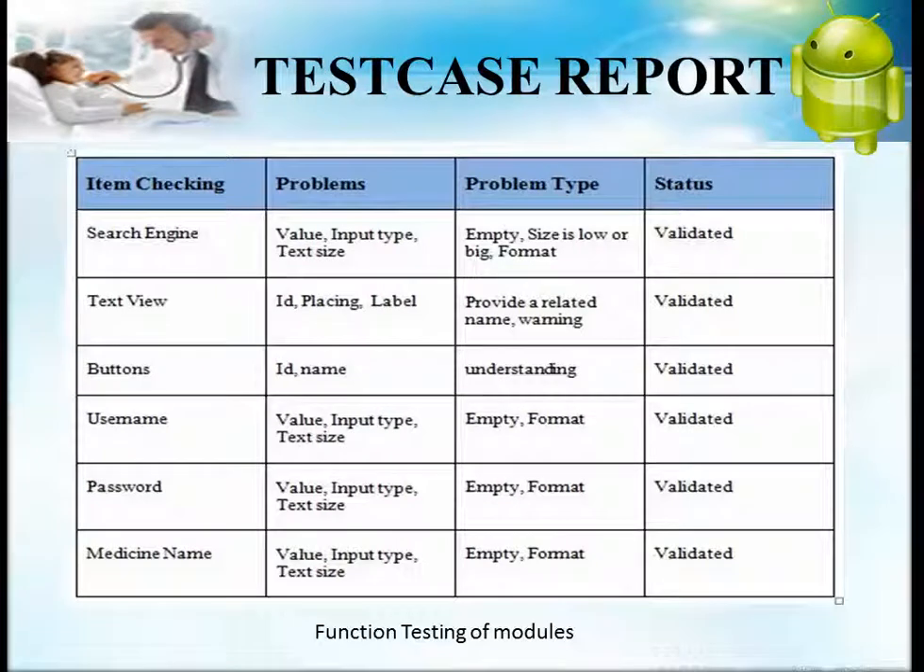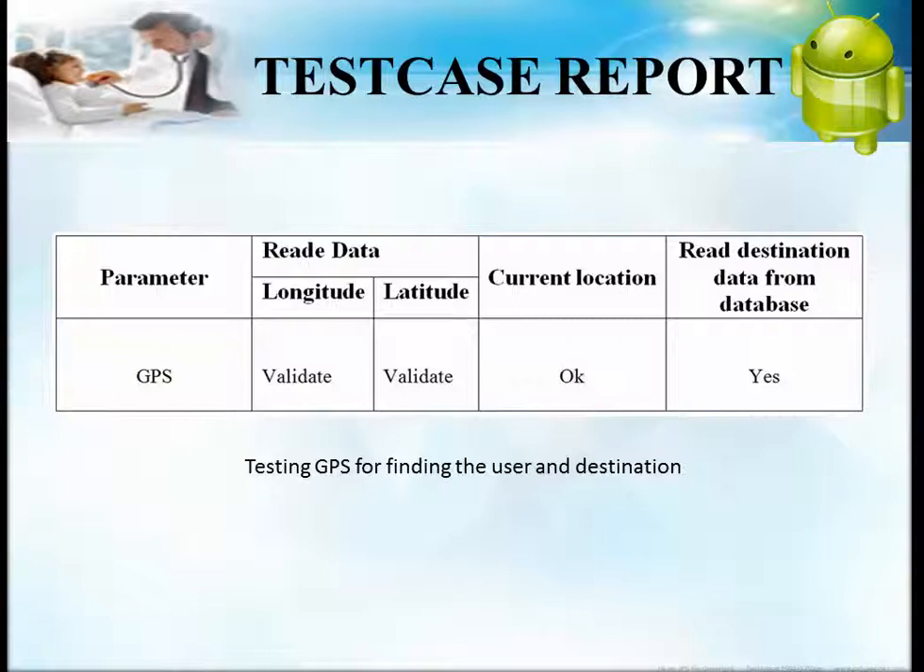This is the test case report I have already done over there. In this item we are checking the button and all those things, what problem I faced, what the problem type is, and the status. This is a test case report of my GPS finding.